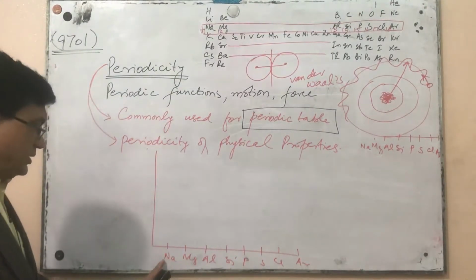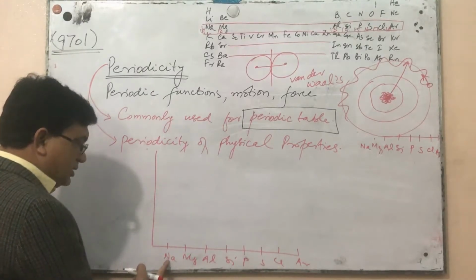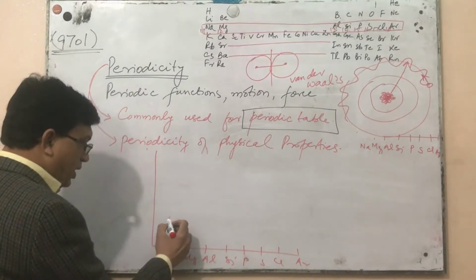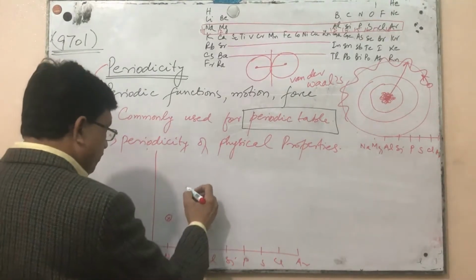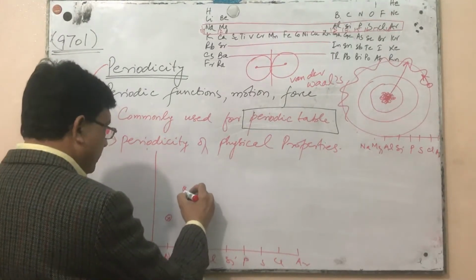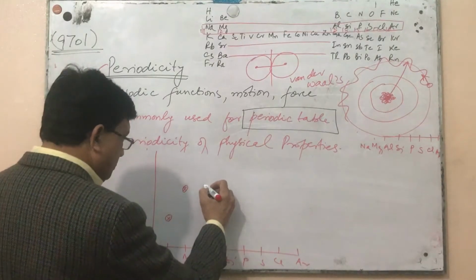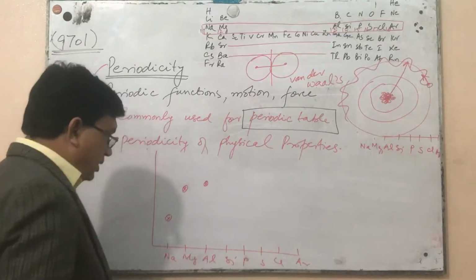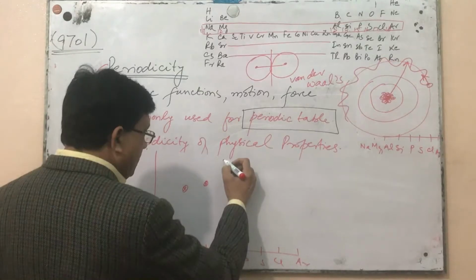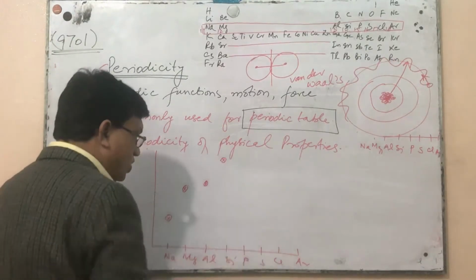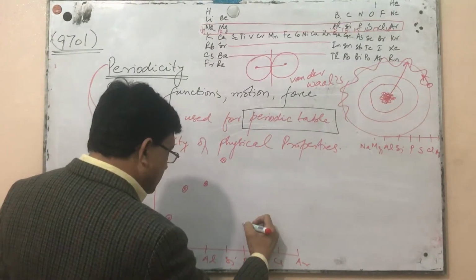Now, as this is an alkali metal, due to the larger size, its melting point will be lower. The melting point of magnesium will increase considerably. The melting point of aluminium is approximately the same, just like magnesium. The melting point of silicon, due to exactly 4 electrons in its last shell, is very high. After that, the melting point of phosphorus decreases considerably.